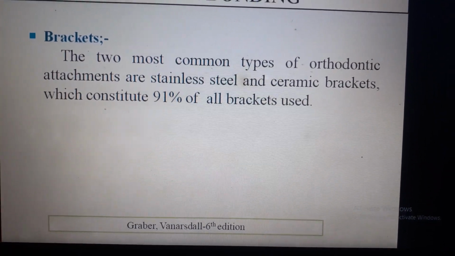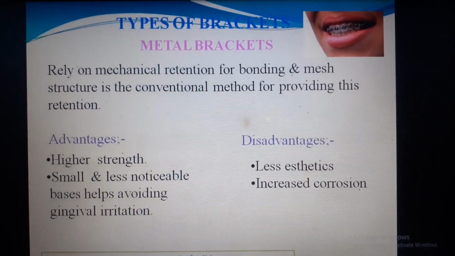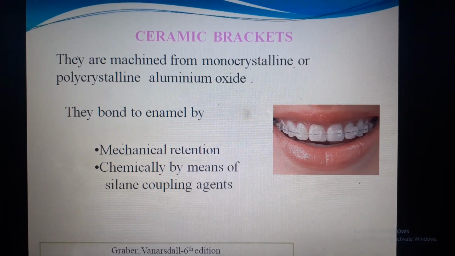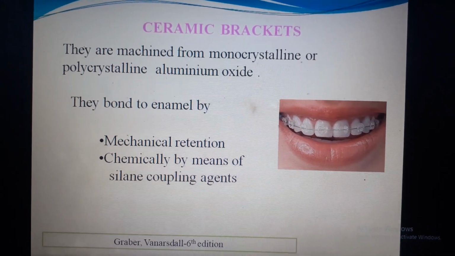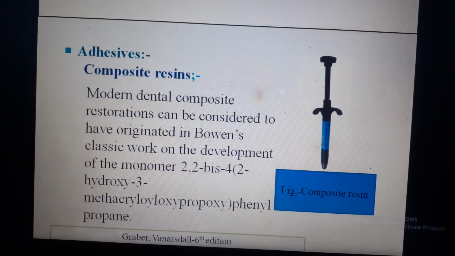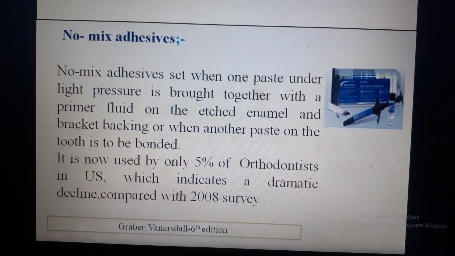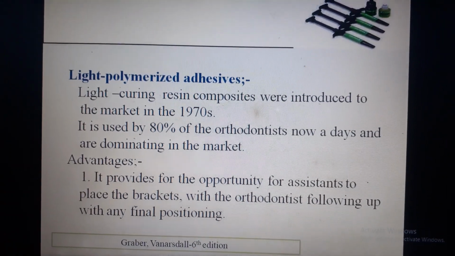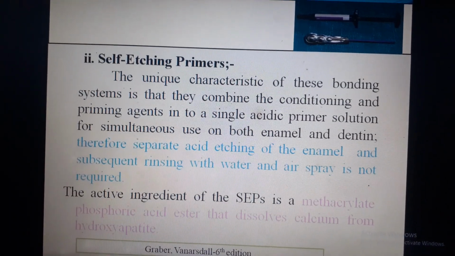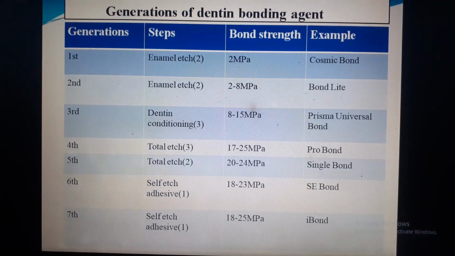Then types of brackets. What are the materials used? Metal brackets are used, then ceramic brackets. What do the ceramic brackets do? They bond to the enamel by mechanical retention, and chemically by means of a silane coupling agent. And for the adhesive, we are using composite resins, which are shown in the picture. Then there is no-mix adhesive, light polymerized adhesive, moisture insensitive primers, and self-etching primer, which are the generations of bonding agents.